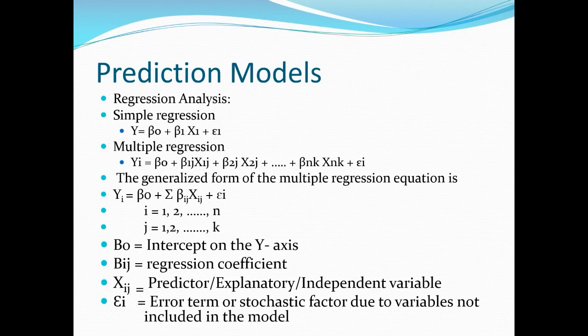I repeat that statement. B naught is the intercept on the y-axis, which represents the effect on y, the predicted variable, when no explanatory variable has been fitted into the model. Okay. The bij represents the regression coefficient for the ith row of the jth column. The xij is the predictor, that is the explanatory variable or independent variable value for the ith row for the jth column. And the ei is the error term or stochastic factor, which is determined by a variable that is not included in the model.